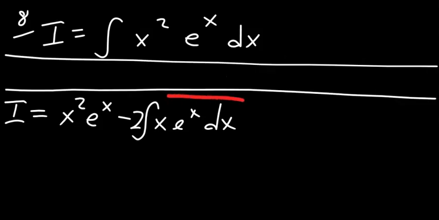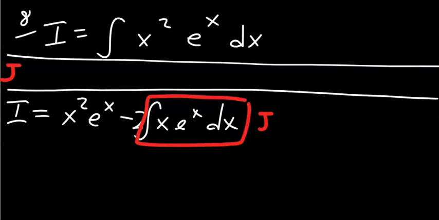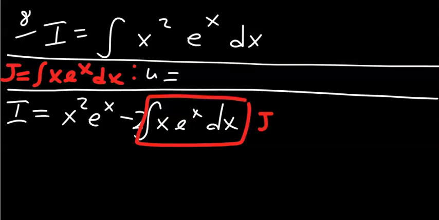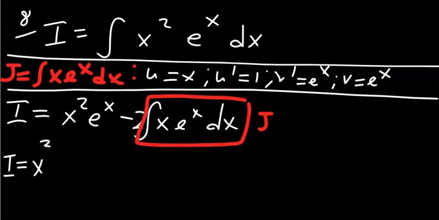So now we have a new integral here. Let's call it j, for example. So j is the integral of x e to the power x dx. Again, we can use integration by parts. We can take the new u to be x. U prime is 1, v prime is e to the power x, and v is e to the power x. So I becomes x squared times e to the power x. I'm writing this line here.